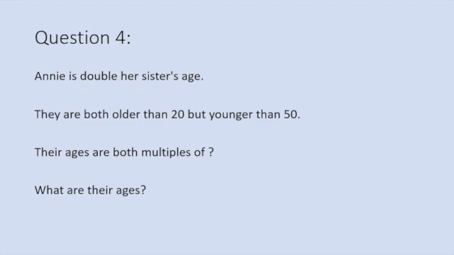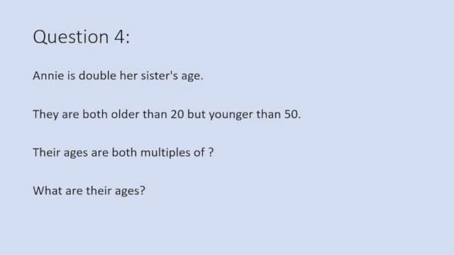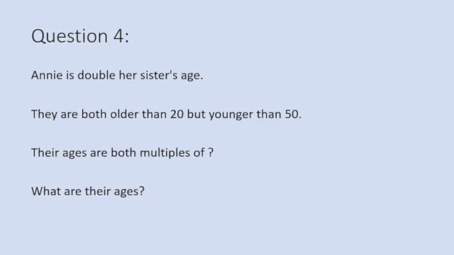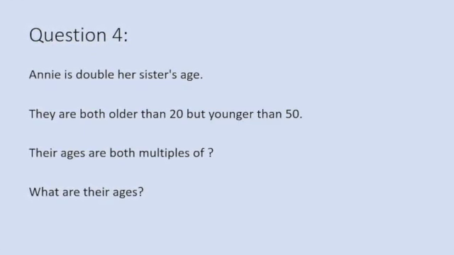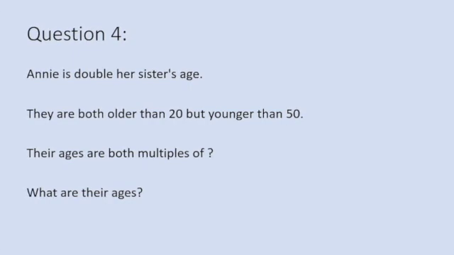So let's look at question 4 together. Annie is double her sister's age. They are both older than 20, but younger than 50. Their ages are both multiples of what? What are their ages?